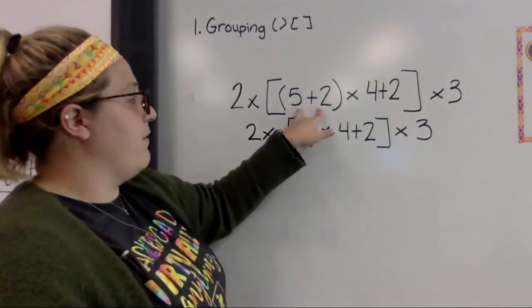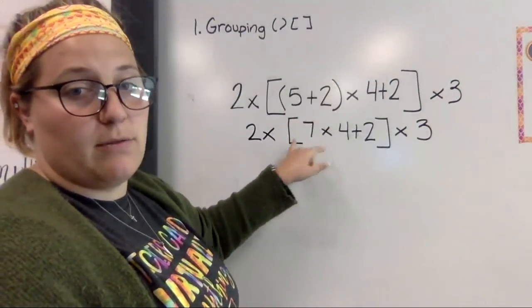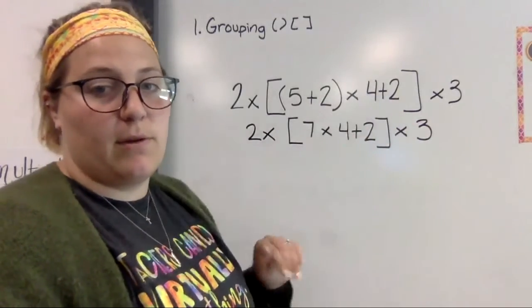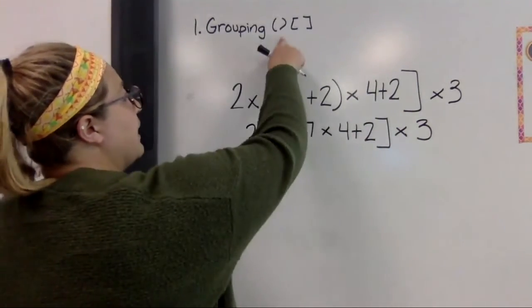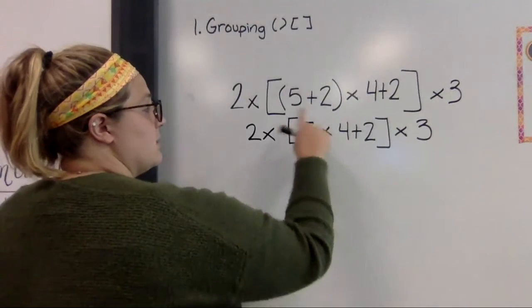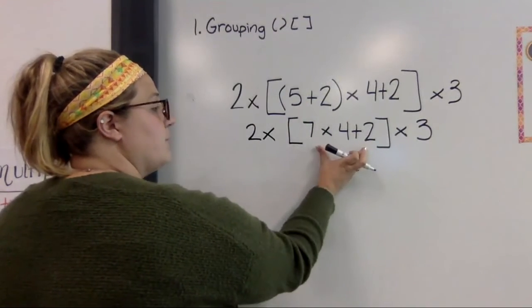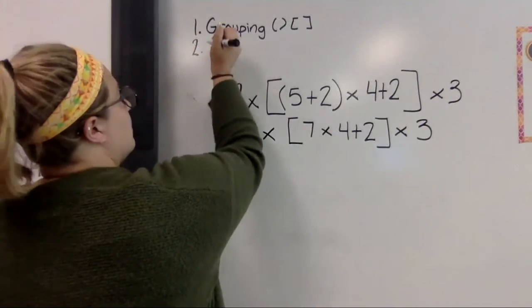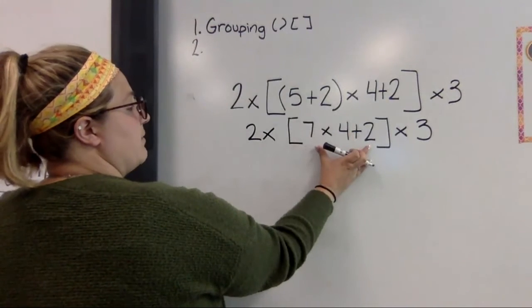So did I solve everything within that parenthesis? Yes, so the parentheses don't get brought down. Did I solve everything in the bracket? No, so the bracket comes down with me. All right, next one. We're still with grouping because there's still a grouping symbol and not everything's done in here. So within that grouping symbol, I have to follow the rest. So we have two problems here. We have to figure out which one we do first.